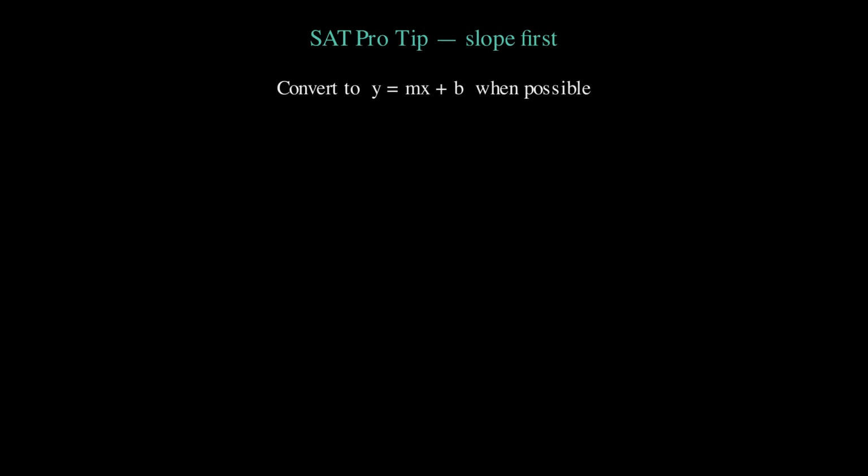Pro tip: before you compare slopes, rewrite every line in y equals mx plus b whenever that is reasonable. Standard form can hide the slope, so solve for y first, then read the coefficient of x as the slope you compare for parallel and perpendicular relationships.